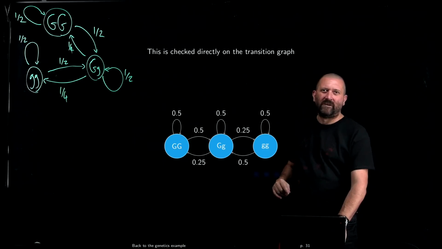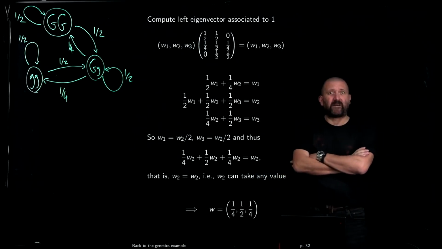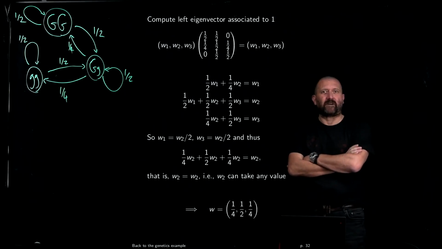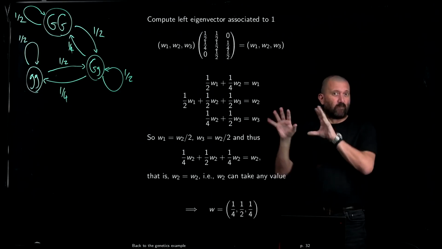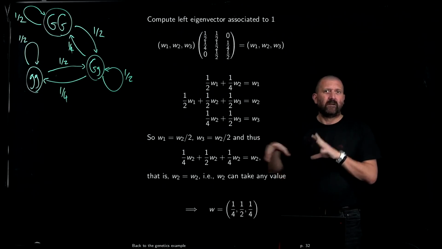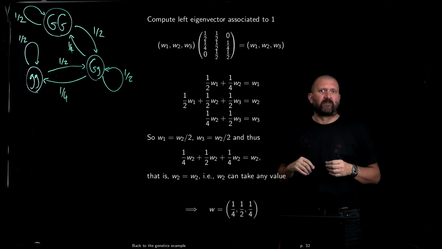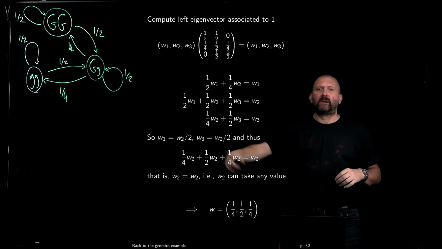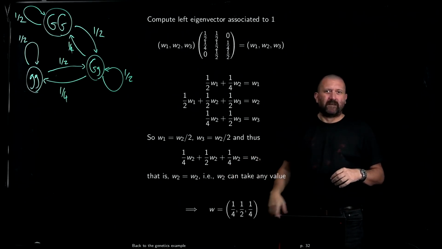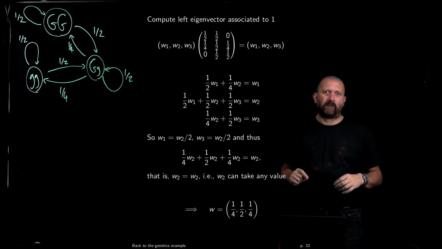Yes, it looks good. Now let's compute the left eigenvector associated to the eigenvalue 1. So we write that W1, W2, W3, the components of that eigenvector, times the matrix, must be equal to W1, W2, W3. That gives us this system of equations. We do some stuff, and we get this vector here.